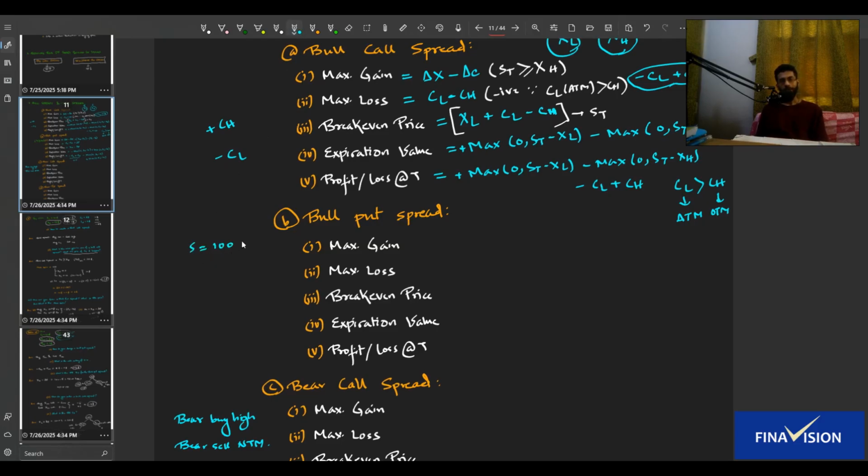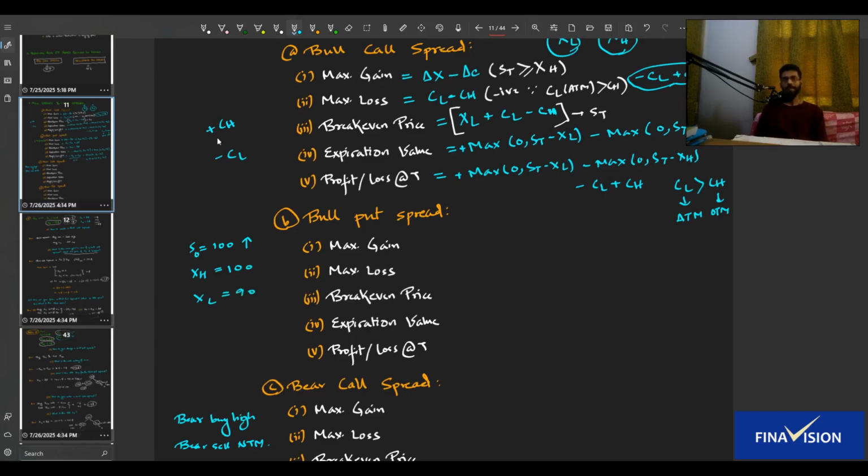And we are expecting that the stock price will go up. This is at time 0, S0, right? Now what we do is we sell the higher strike put and we buy the lower strike put. But here is the difference. The higher strike is near the money, let's say perfectly at the money. And the lower strike in case of a put is out of money.